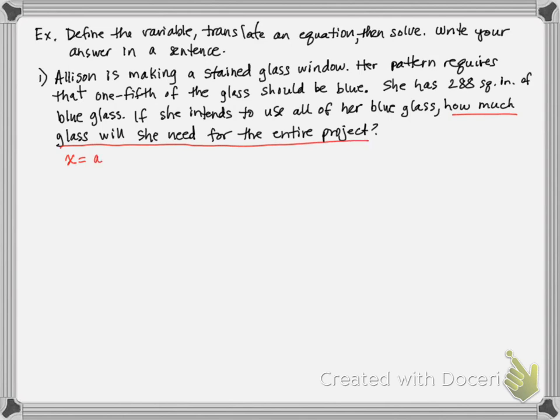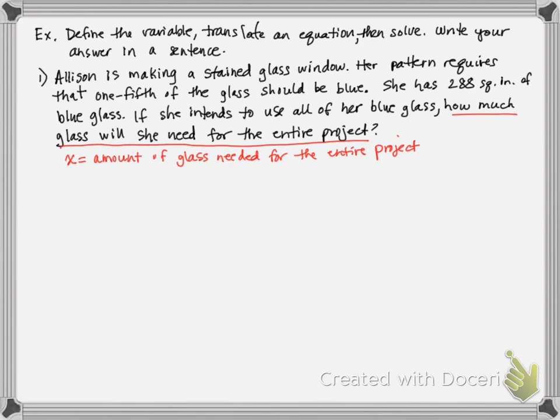So it's the amount of glass needed for the entire project. So I just basically take the words, the questions, and make it a statement. Okay, so let's see if we can find some stuff.